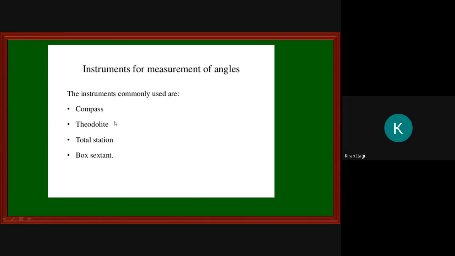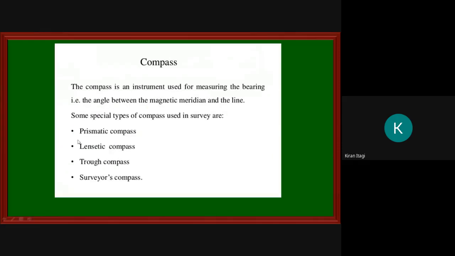Then we have different types of instruments, that is compass, theodolite, total station, box sextant. In this subject we will see about the compass and the theodolite. In advanced surveying we will see about the total stations. So in this semester we will see about the compass and theodolite.